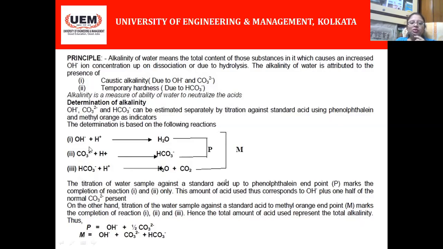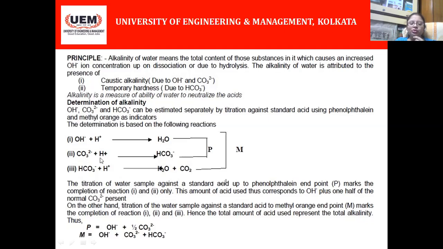So OH minus will react with acid. We are measuring the alkalinity by reacting with acid. So OH minus will react with acid and it will give water. This alkalinity you can measure by phenolphthalein indicator. So next is carbonate alkalinity.